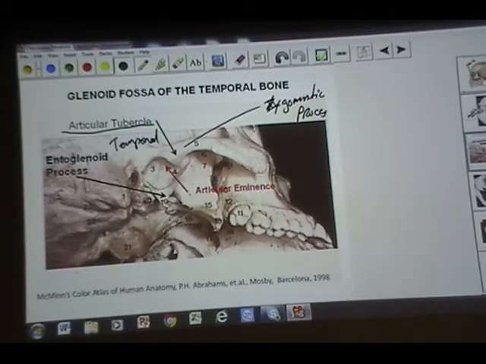Yes. Where would the glenoid fossa be on here? Is it 3? Because it's kind of hard to tell in the other image. Yes.